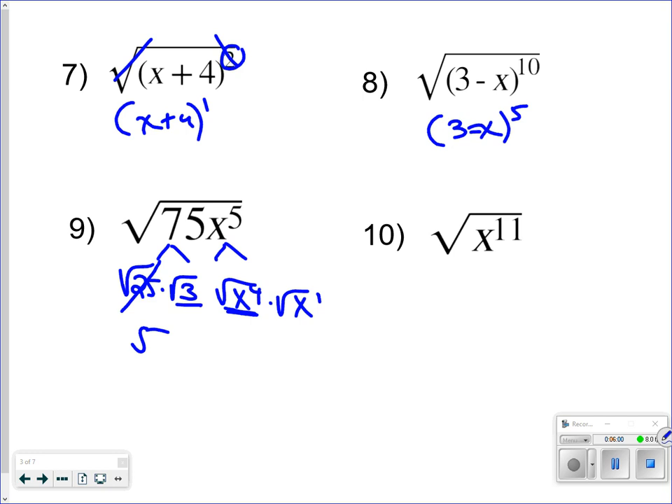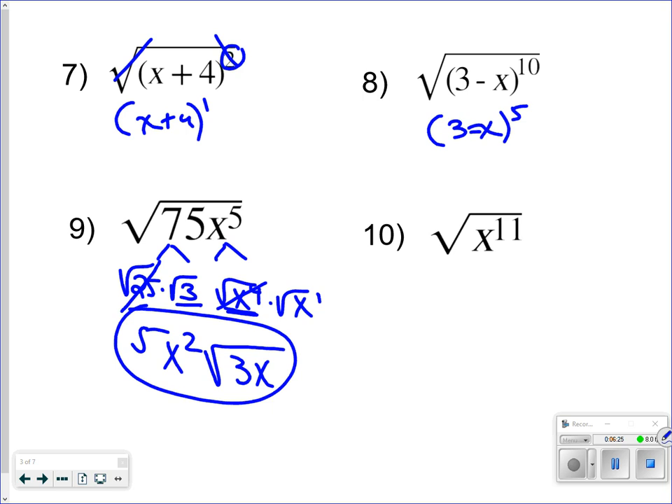Square root of x to the 4th, that's an even power. That's doable. Cut it in half, x squared. So those are the two doable pieces. The other two that are sitting here are not reducible any longer. So put them together under one radical sign, 3x, and then it's finished. 5x squared times the square root of 3x.